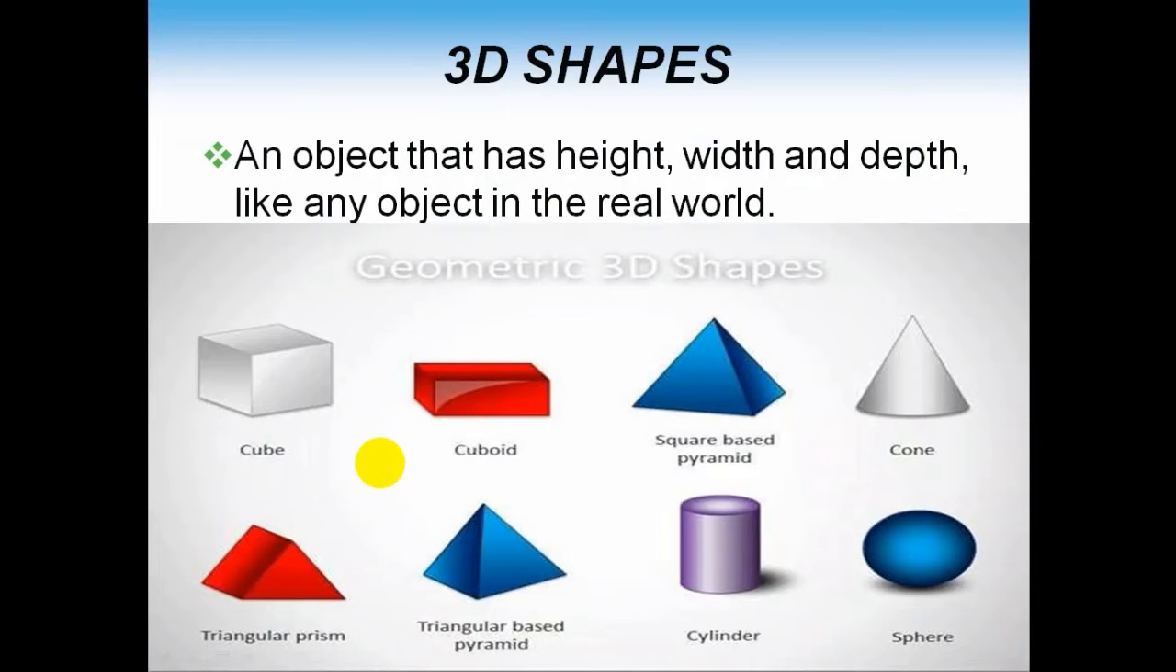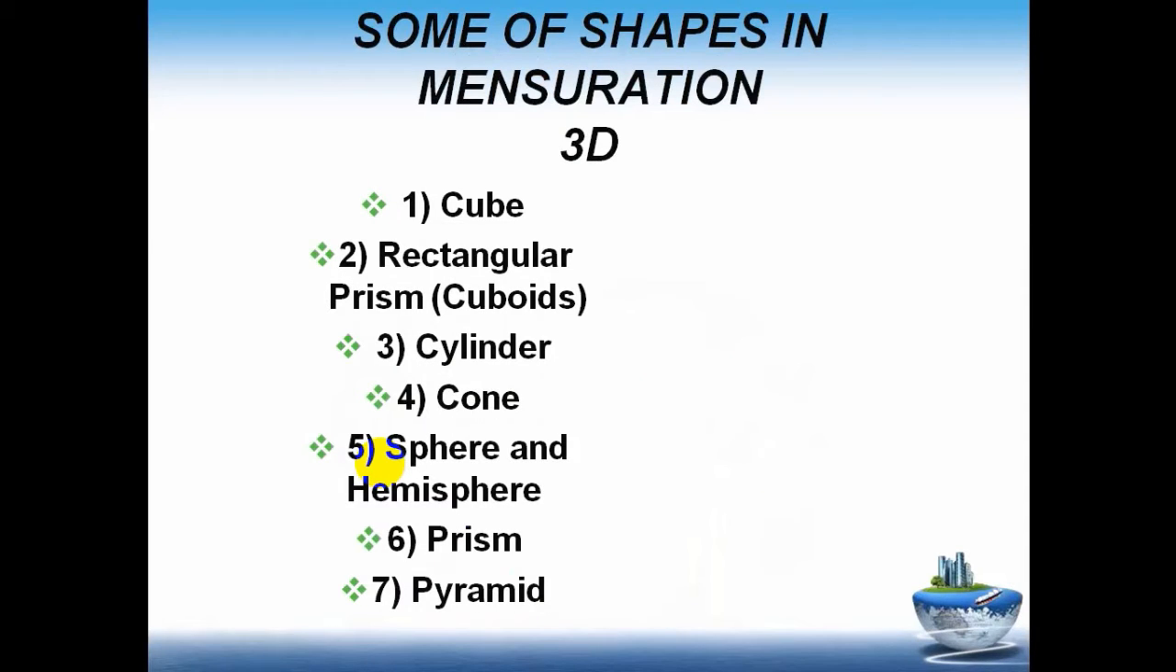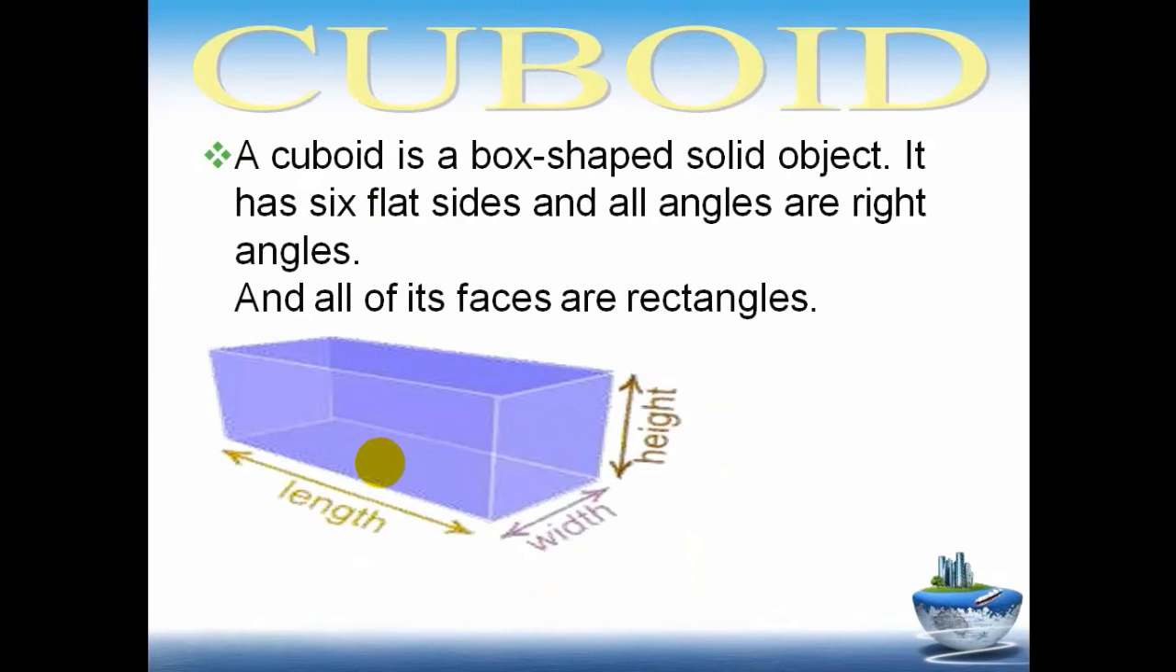Now 3D shapes are objects that have height, width and depth, like any objects in the real world. Geometrical 3D shapes: cube, cuboid, square based pyramid, cone, triangular prism, triangular based pyramid, cylinder and sphere. These are all the 3D shapes in geometry. Now some of the shapes in mensuration of 3D shapes are cube, rectangular prism, cylinder, cone, sphere and hemisphere, prism and pyramid.